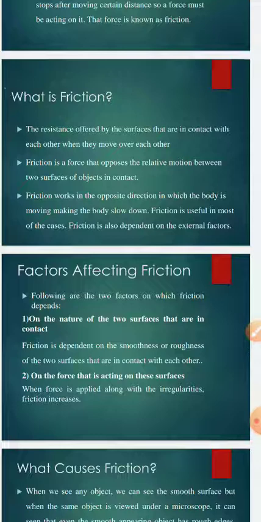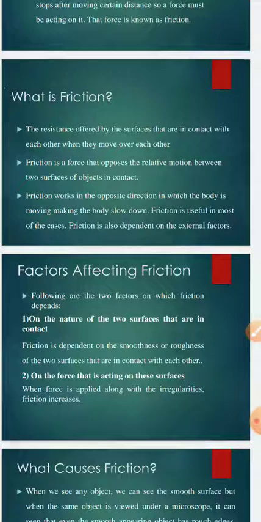As we all know, friction is a resisting force. Friction depends on the smoothness or roughness of the two surfaces that are in contact with each other. When the surface is smooth, the friction between the two surfaces reduces, because there is no interlocking of irregularities taking place. While when the surface is rough, the friction increases. Why? Because more irregularities are there, interlocking takes place, and the friction is more.